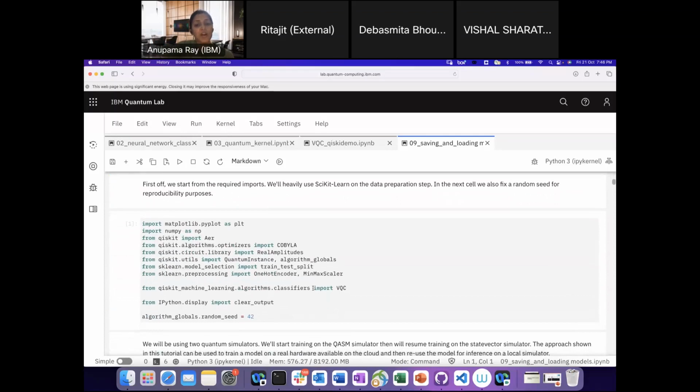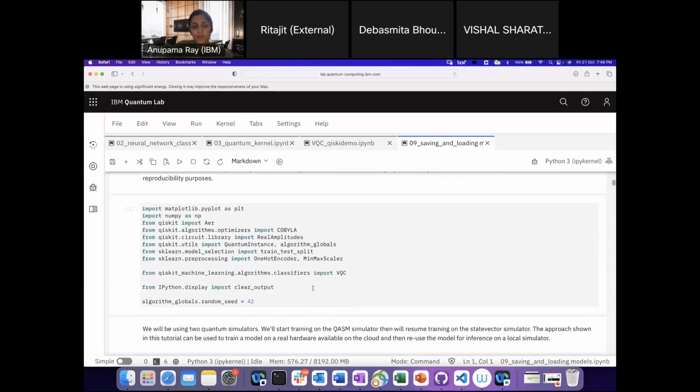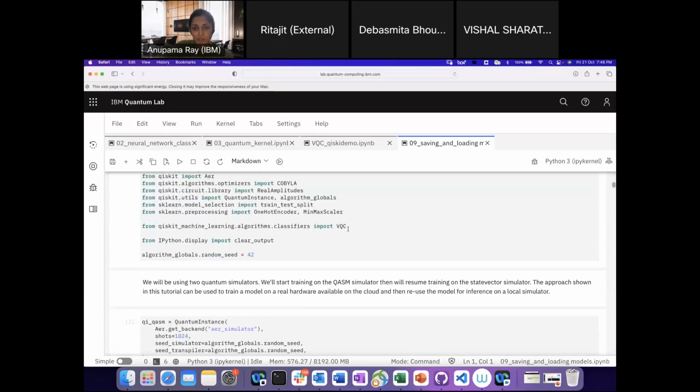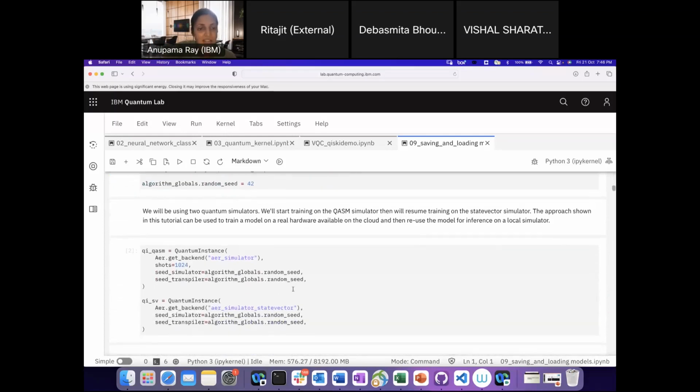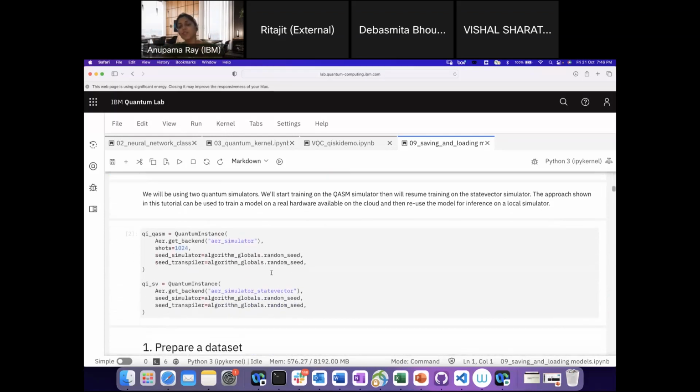Okay. So here we are also doing the same kind of model. We are importing a VQC and doing some VQC. Here what we are trying to do is get 2 backends. So this could be 2 hardware. Suppose you want to train it on hardware 1 and test it on hardware 2, or here they are training on an Aer simulator and testing on a state vector simulator. So you can just consider this as backend 1 and backend 2.